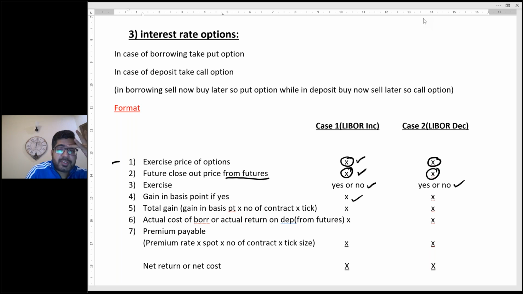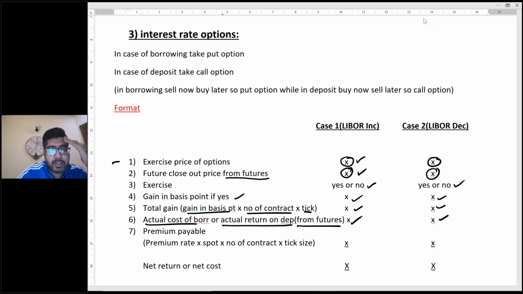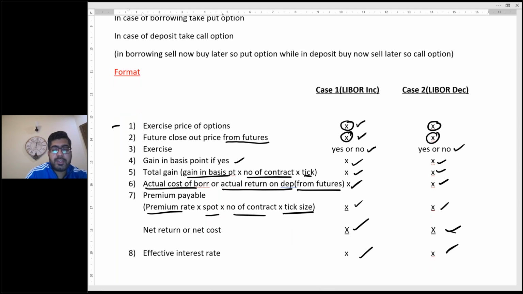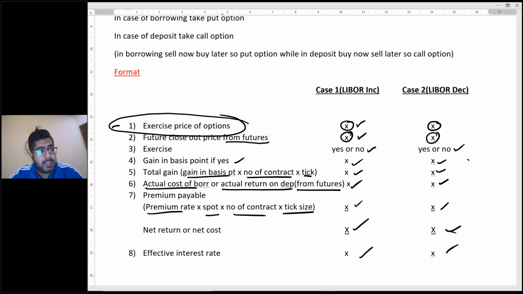Then write gain in basis points if yes. Then find total gain as follows: gain in basis points into number of contracts into tick. Then note actual cost of borrowing or actual return on deposit. Copy this from futures. And finally, you need to show the premium payable as follows: premium into spot into number of contracts into tick. Because whenever you enter into options, you need to pay. You get net return or net cost. Once you get net return or net cost, you need to compute the effective rate. If there is one exercise price given, you have to show on one. If there are two given, on two. This is how options work.